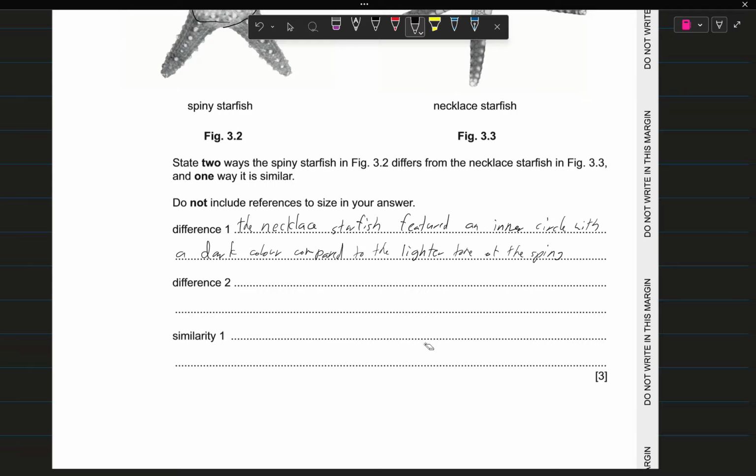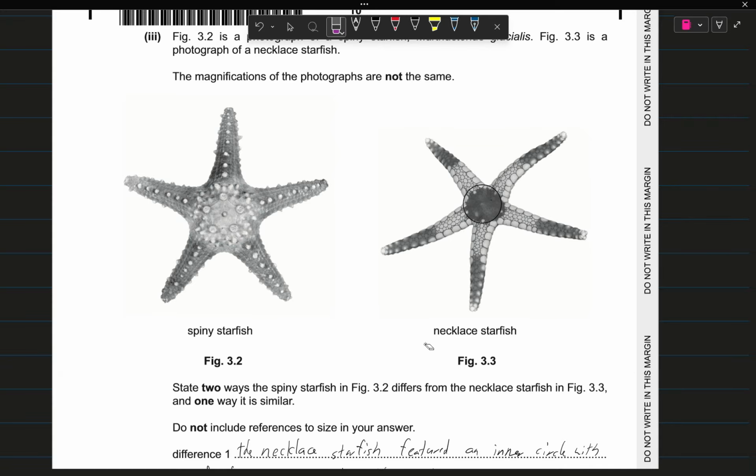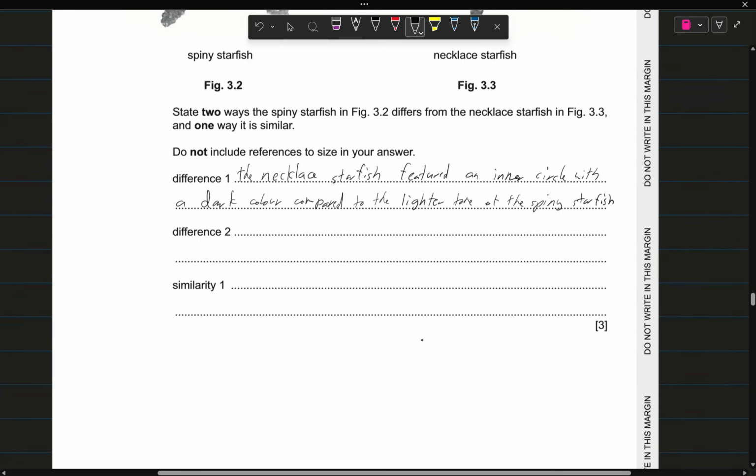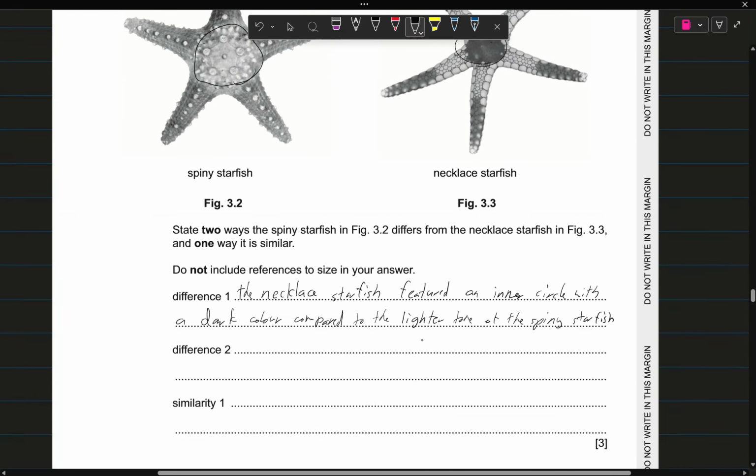Okay, and this is actually a good opportunity to talk about the similarity. Because we already said that both of them have a circle in the beginning here, or in the center. So we can say that both feature a circle in the center.